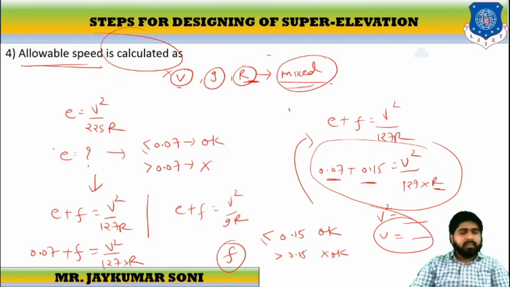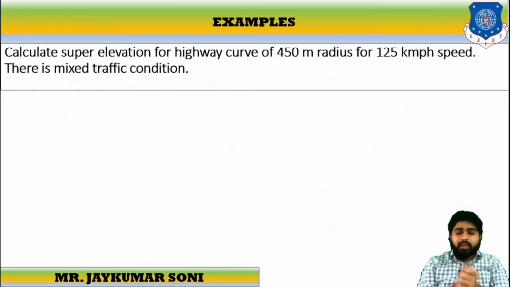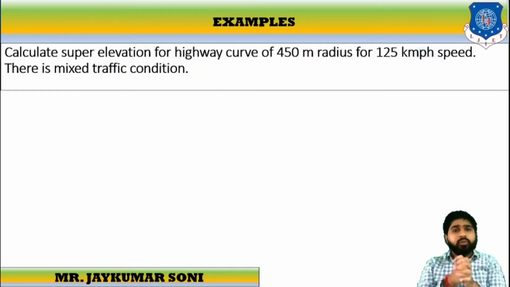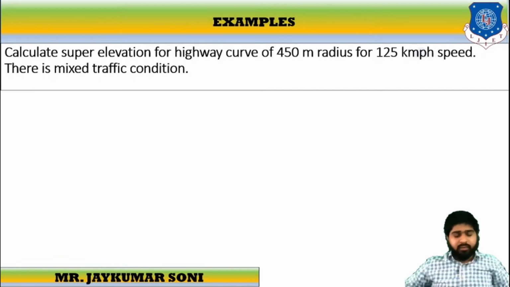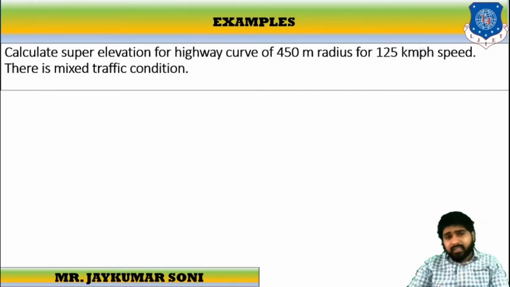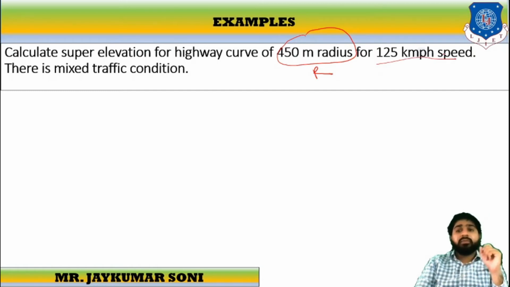Now let us move towards the example section. We have understood how to design super elevation. So let us start with the designing of super elevation itself. So let us read the statement. What has been written over here is calculate super elevation for highway curve of 450-meter radius. So radius R is given and 125 kmph speed is given. There is mixed traffic conditions.